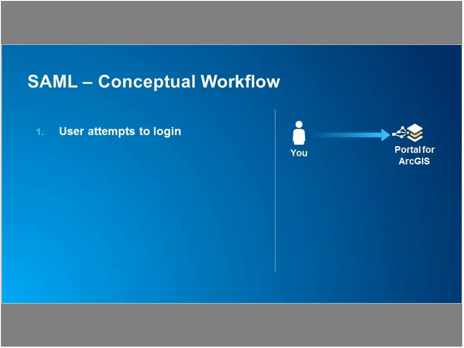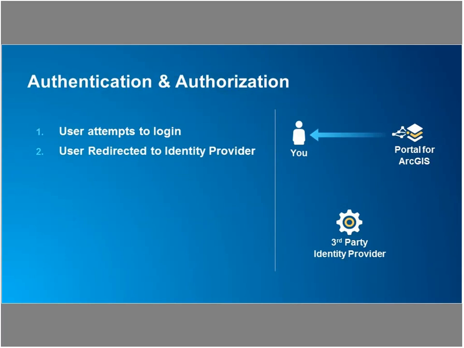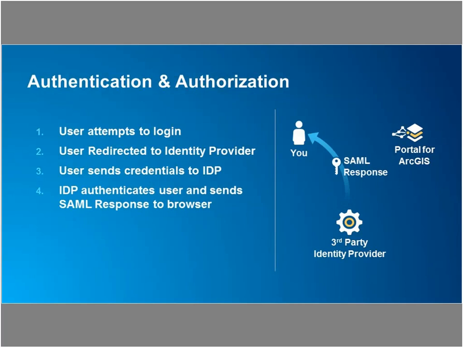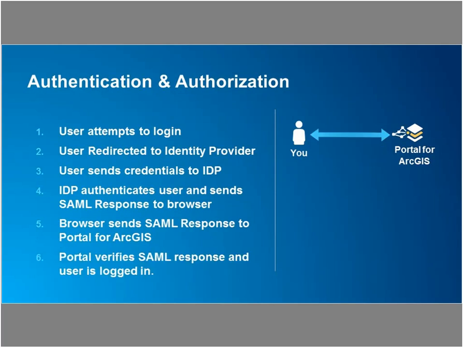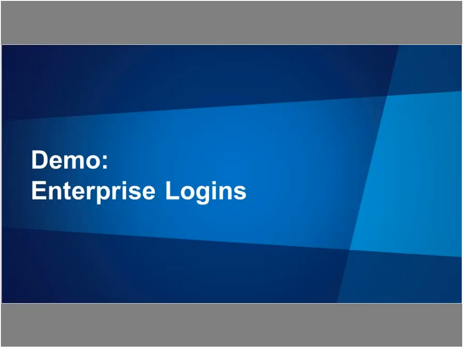Well, first, the user attempts to log into Portal for ArcGIS. Now, in previous workflows, Portal for ArcGIS managed the authentication step, but this time Portal is redirecting you to the configured identity provider. The identity provider is responsible for prompting you with a login page. Credentials are then passed to the identity provider, not the Portal for ArcGIS environment. If the user provides the correct credentials, a SAML response is returned to the browser. The browser now sends the SAML response to Portal for ArcGIS, and Portal for ArcGIS verifies the SAML response and the user is logged in.